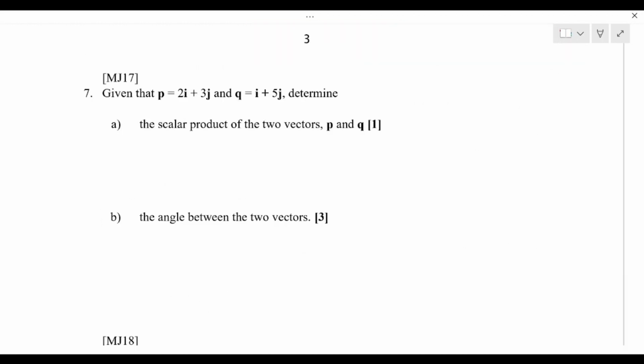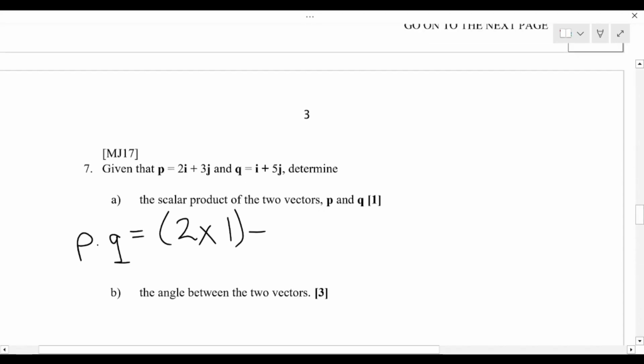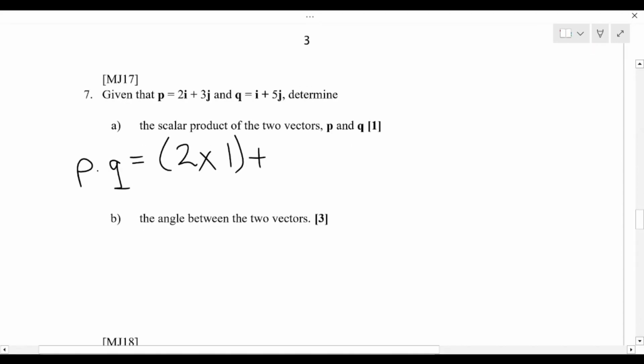From 2017, given that vector p is equal to 2i plus 3j and vector q is equal to i plus 5j, determine the scalar product of the two vectors p and q, and determine the angle between the two vectors. Now, the scalar product is going to be equal to the product of the i components plus the product of the j components. That's going to be 2 times 1 plus 3 times 5. 2 plus 15 gives us 17.